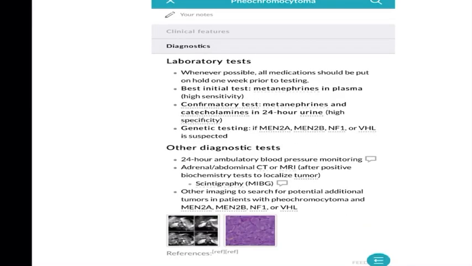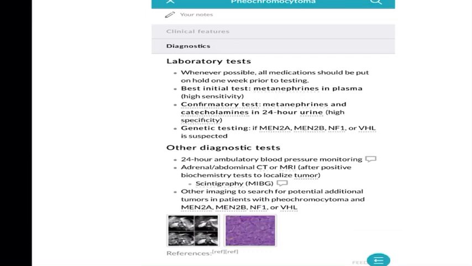All right, let's go to the laboratory tests. You are already done with the diagnosis of pheochromocytoma. Congratulations. Anyway, for laboratory tests, whenever possible, all medication should be put on hold 1 week prior to testing. Before testing, you give symptomatic medication for symptoms like hypertension, diaphoresis, and pallor. The best initial test is plasma metanephrine, which is high sensitivity, as I already told you.